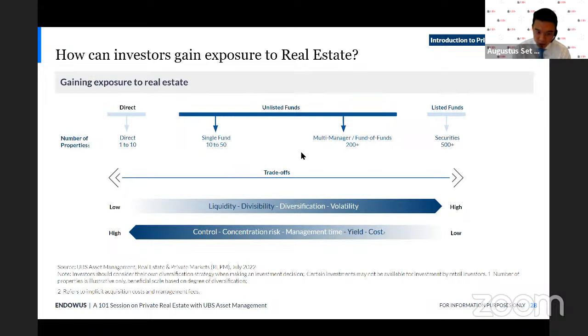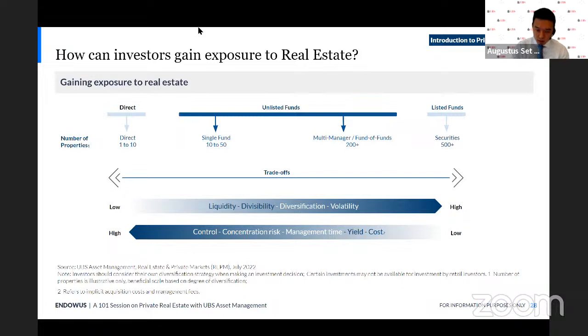On the other end of the spectrum, all the way on the right, you see you could buy listed real estate securities, or let's say REITs. That would give you exposure to hundreds or maybe even thousands of assets. It has the highest liquidity because it's listed. So like Dan said earlier, right, tends to be lower yielding, tends to be more volatile as well, given it's part of the equity markets.